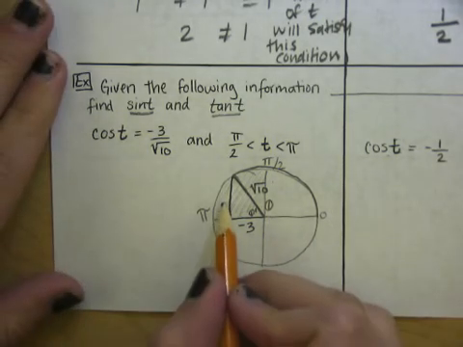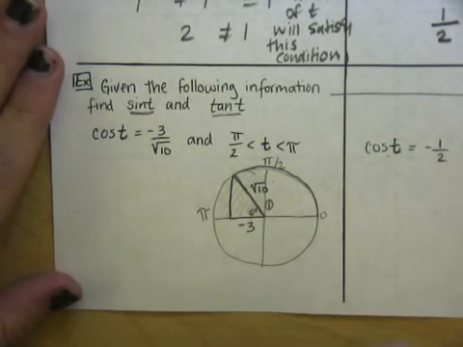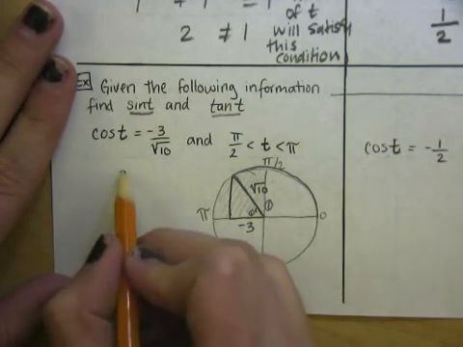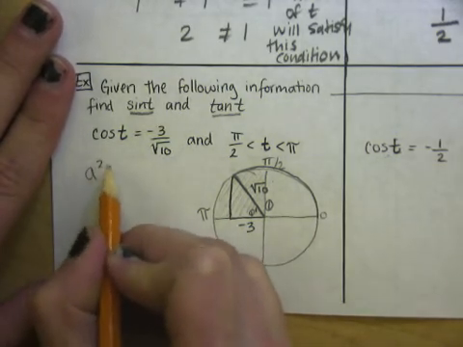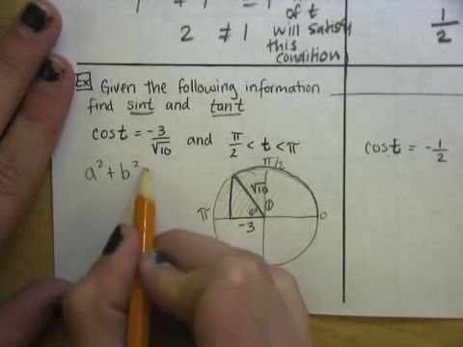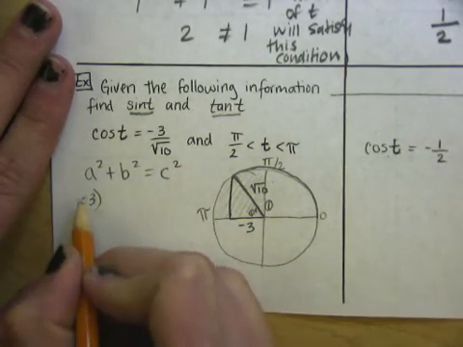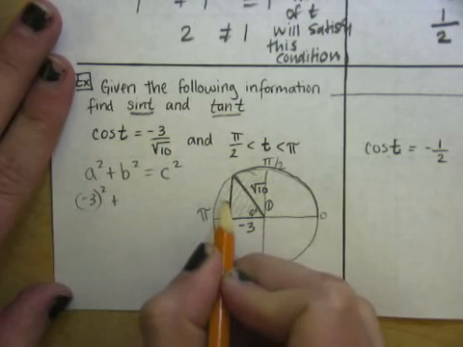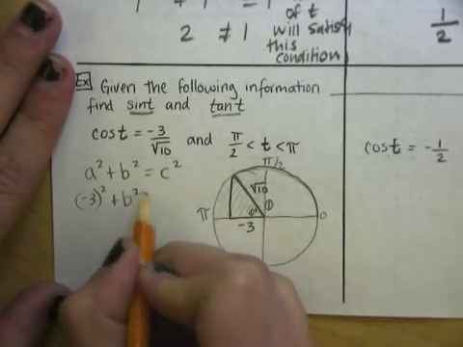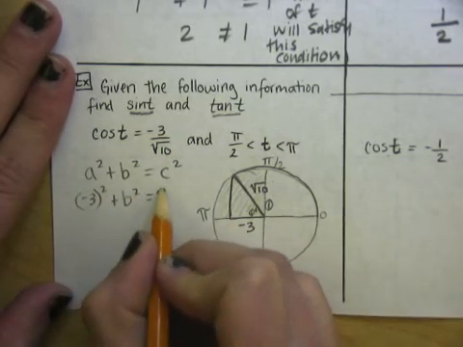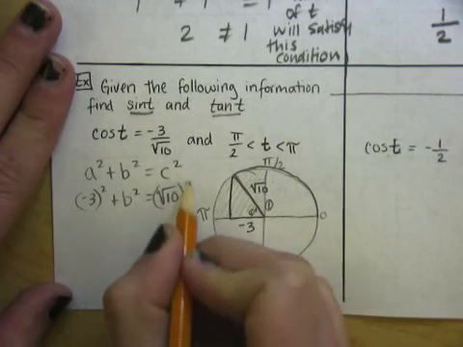In this case, we can find the opposite side of our triangle by using a squared plus b squared equals c squared. It doesn't matter which side is a or b, but it has to be one of the legs. So I'm going to make a negative 3. B is this side here. And c always has to be our hypotenuse.